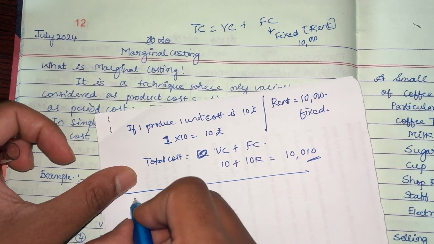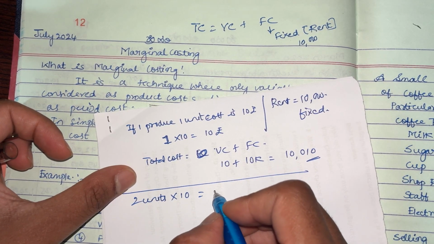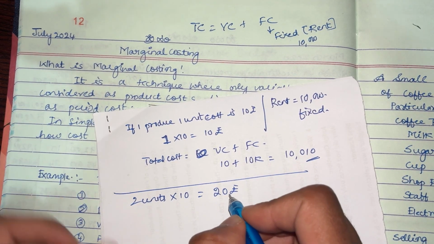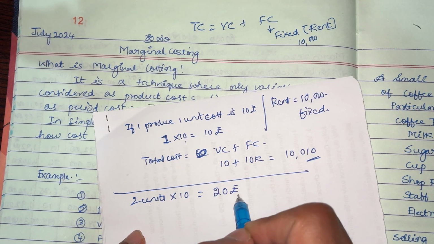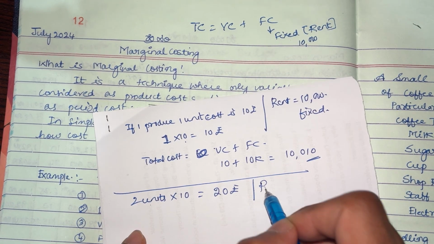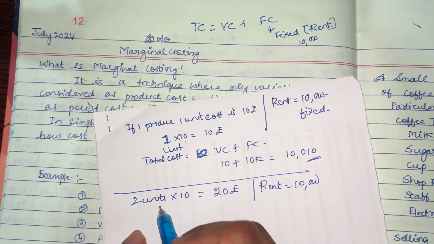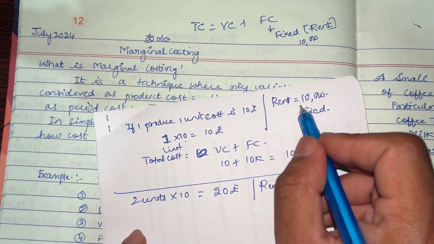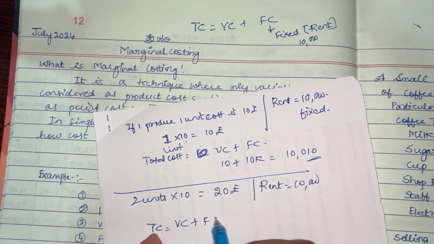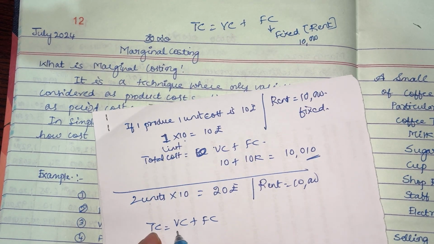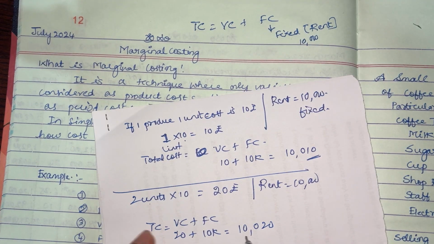Now case number 2, if I produce 2 units, each of 10 rupees. So what is the variable cost now? 20 rupees, isn't it? 2 units into 10 rupees. So what is total variable cost? 20 rupees. Now what has happened to my rent, which is fixed? Whether I produce 1 unit or 2 units, my rent is fixed here. It is not getting changed. Now how do we calculate total cost? Variable cost plus fixed cost. What is variable cost now? 20 rupees. What is fixed cost? 10,000 rupees.